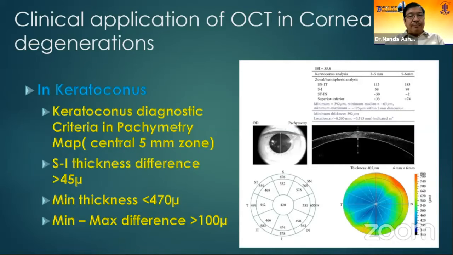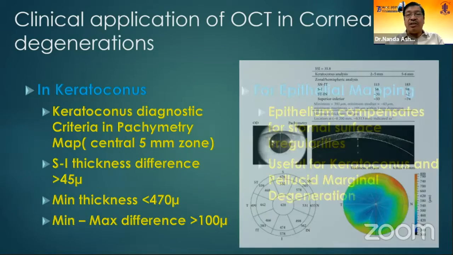In keratoconus, a pachymetric map can provide certain diagnostic criteria for diagnosis of keratoconus. If the superior-inferior thickness difference is more than 45 microns, if the minimum thickness is less than 470 microns, and the thickness difference between the maximum and the minimum is more than 100 microns, that is diagnostic of keratoconus.